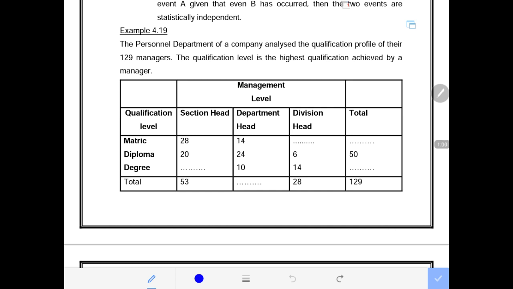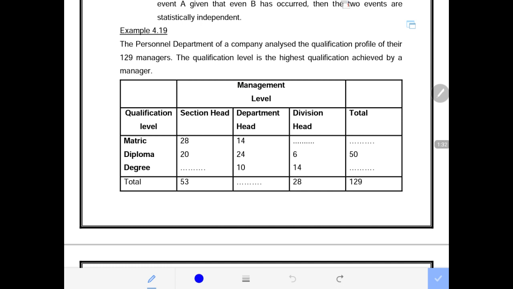It says the personnel department of a company analyzed the qualification profile of their 129 managers. So 129 is the population, meaning it is the total number of people in this department. And we can see it there under the total in our table that these are the 129 managers that this company has. So definitely this must be a big company.